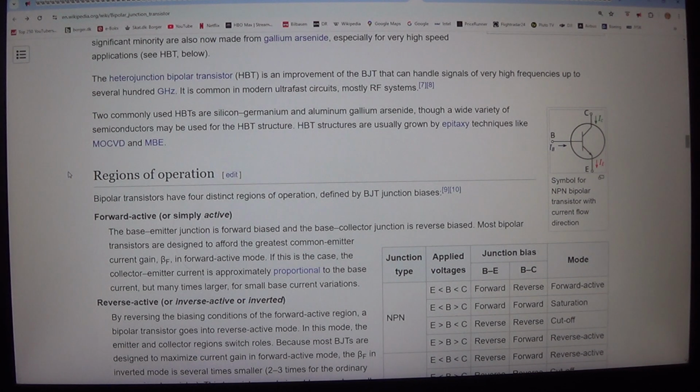Two commonly used HBTs are silicon germanium and aluminum gallium arsenide, though a wide variety of semiconductors may be used for the HBT structure. HBT structures are usually grown by epitaxy techniques like MOCVD and MBE.